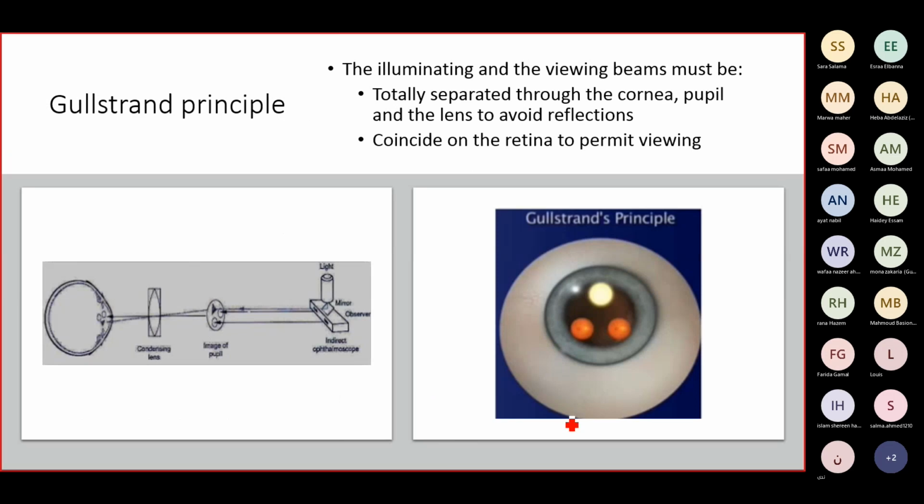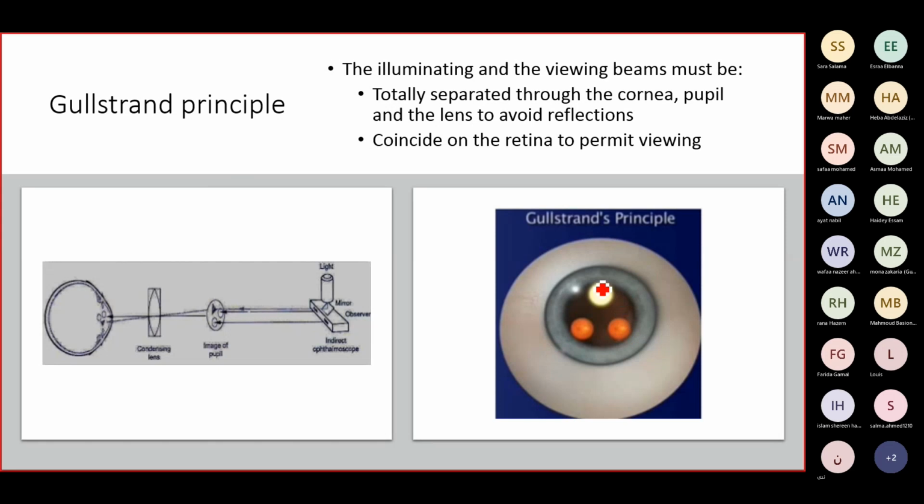So the illumination, as you can see, follows what we call the Gullstrand principle. The illumination is coming very close to the observation. This Gullstrand principle applies to both the direct and the indirect ophthalmoscope. In the direct ophthalmoscope, I'm observing with only one eye, so there is one image. In the indirect ophthalmoscope, I'm observing with both eyes, so there is one image falling on my right eye and another image falling on my left eye.